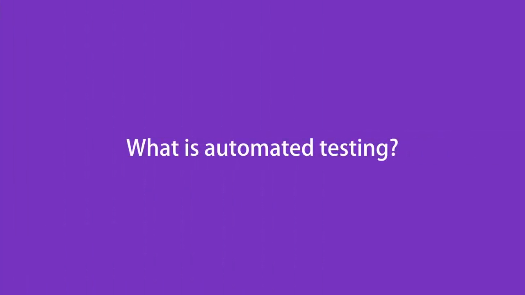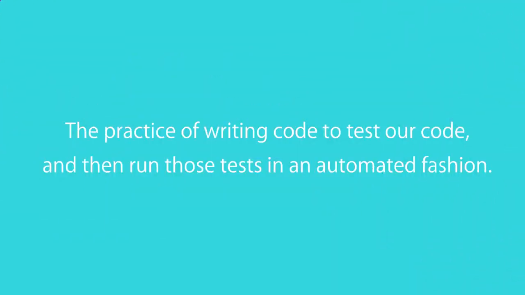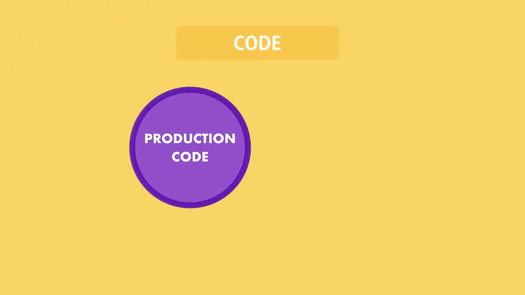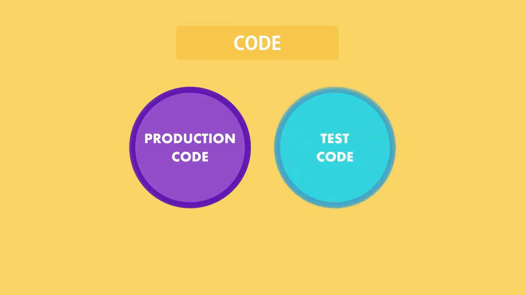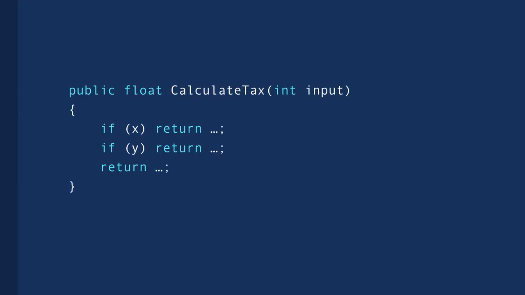What is automated testing? Automated testing is the practice of writing code to test our code, and then run those tests in an automated fashion. So with automated testing, our source code consists of application code, which we also call production code, and test code. Here's an example. Imagine you have this function somewhere in your code. It's a basic calculate function that takes an input, and depending on some conditions, it returns different values.